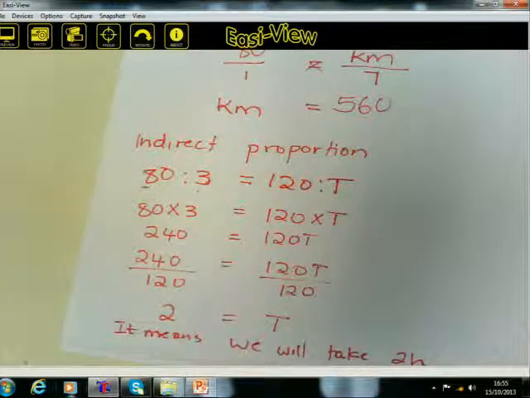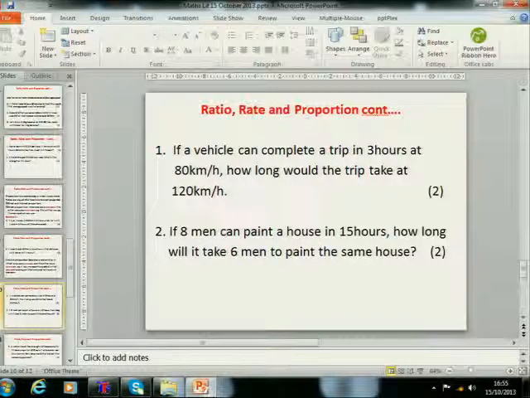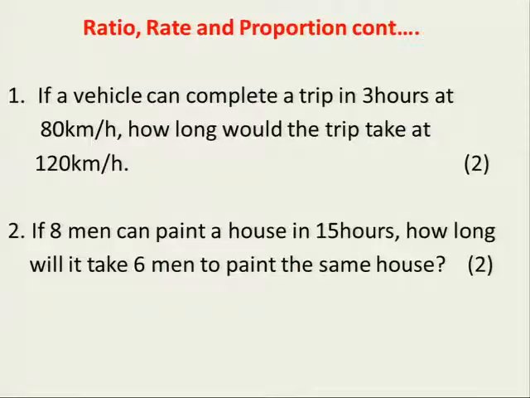Let's look at our second question. If 8 men can paint a house in 15 hours, how long will it take 6 men to paint the same house? So now what do we have here?